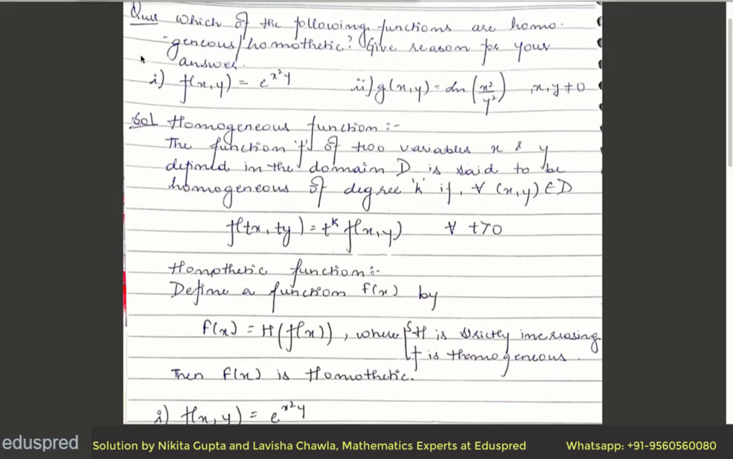In this video, we will be solving this question which says, which of the following functions are homogeneous or homothetic? Give reasons for your answer. So your first part is f(x,y) is equal to e to the power x square y and g(x,y) is ln of x square divided by y square, and x and y are not equal to 0.